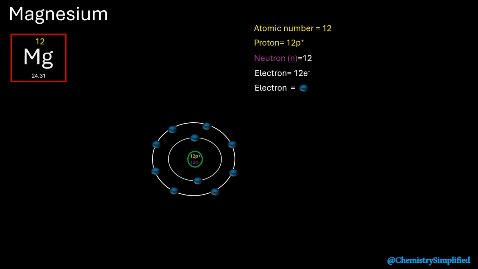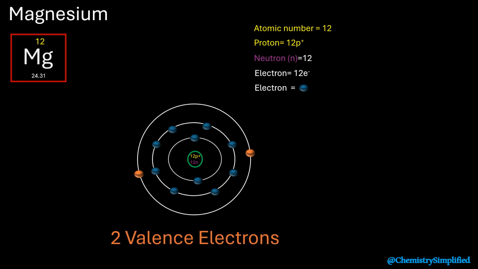Right, the second energy level with 8 electrons, so we have a total of 10 electrons so far. So we have to bring a third energy level, and that third energy level has 2 electrons. If you remember, we said the electrons in the outermost energy level are the valence electrons. So we would say that magnesium has 2 valence electrons.